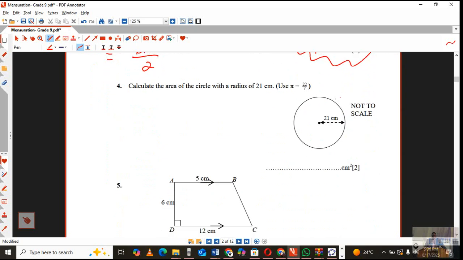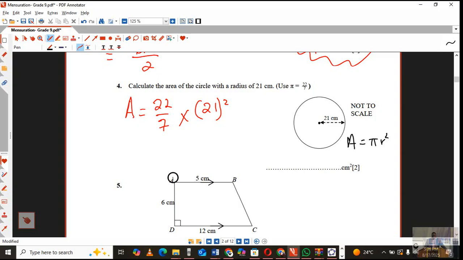When you come to question 4, calculate the area of the circle with radius. Then they are saying we are supposed to use 22 over 7 again. The formula to calculate the area of a circle is pi, which in this case is 22 over 7, times the radius squared. The radius is 21.